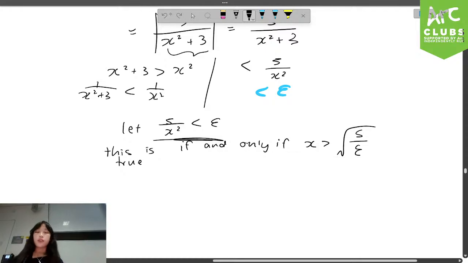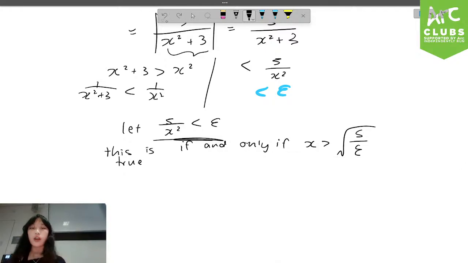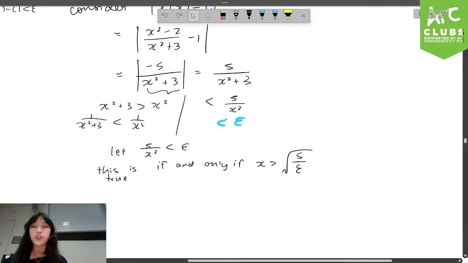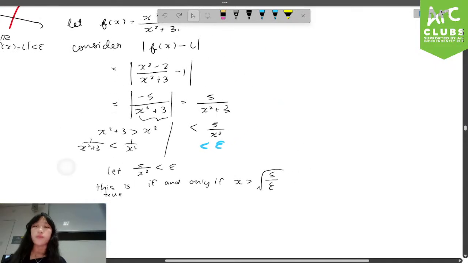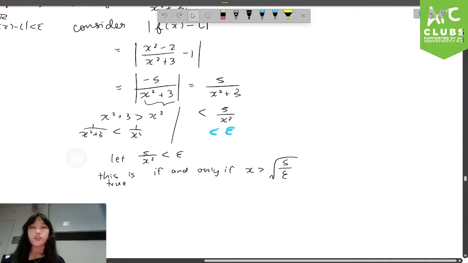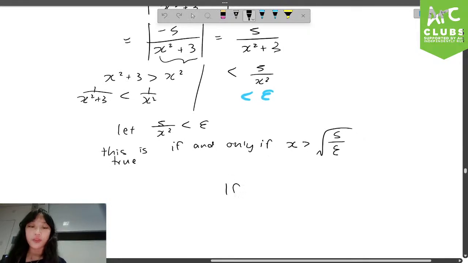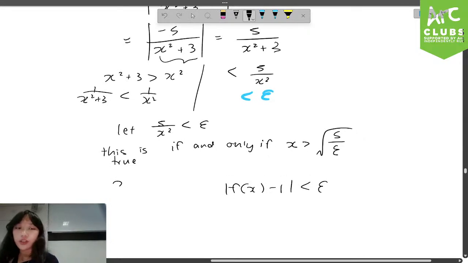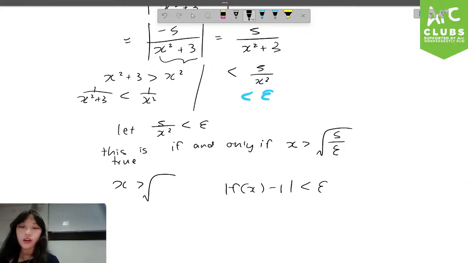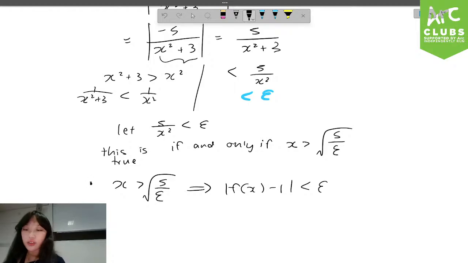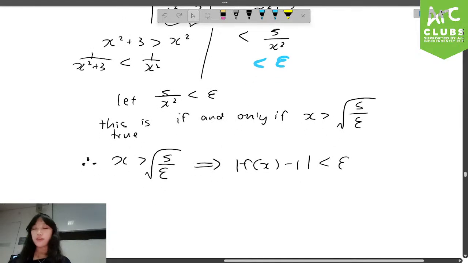So what we've done by doing this is we found a condition which is sufficient to say that the absolute value of f of x minus 1 is less than epsilon. And this condition is x greater than the square root of 5 on epsilon. Okay, so this is the statement that we've now derived. And that's very convenient for us, because then we can just let M be the square root of 5 on epsilon.